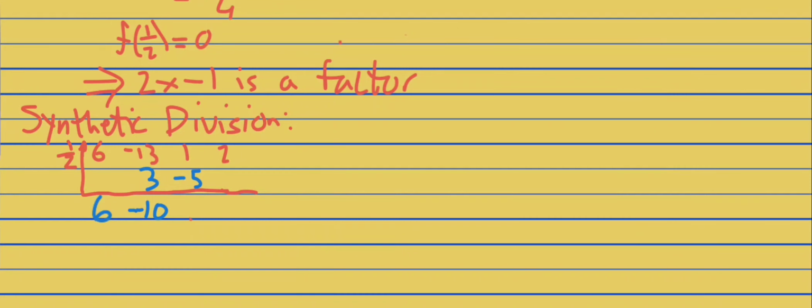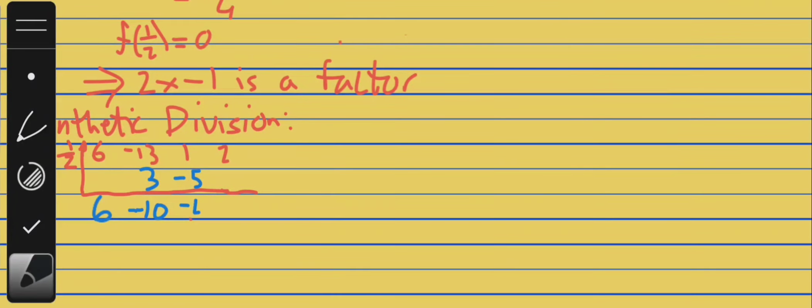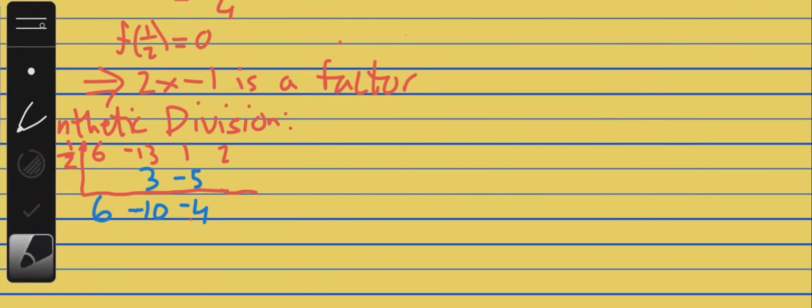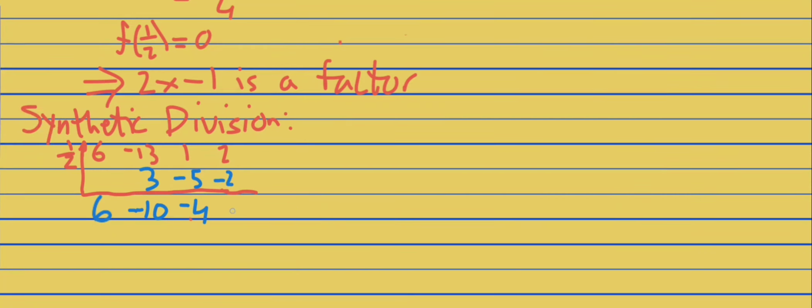1 plus negative 5 is negative 4. And then negative 4 times half is negative 2. And 2 plus negative 2 is 0. The sum of that last column is your remainder. As it should be, because we claimed 2x minus 1 is a factor, so the remainder is 0. And remember, this gives us our quotient.